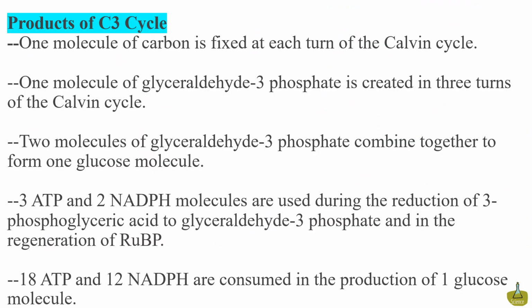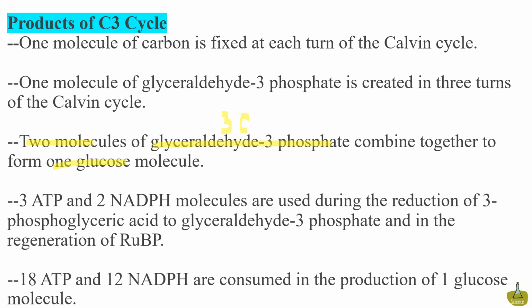Now, what is the product of the C3 cycle or the Calvin cycle? First thing, one molecule of carbon is fixed at each turn of the Calvin cycle, and one molecule of glyceraldehyde 3-phosphate is created in three turns of the Calvin cycle. Here we have taken 3 molecules of CO2 combined, right? So to understand the process well, two molecules of glyceraldehyde 3-phosphate combine together to form one glucose molecule, because this is a 3 carbon compound and glucose is a 6 carbon compound. So two molecules would be needed.